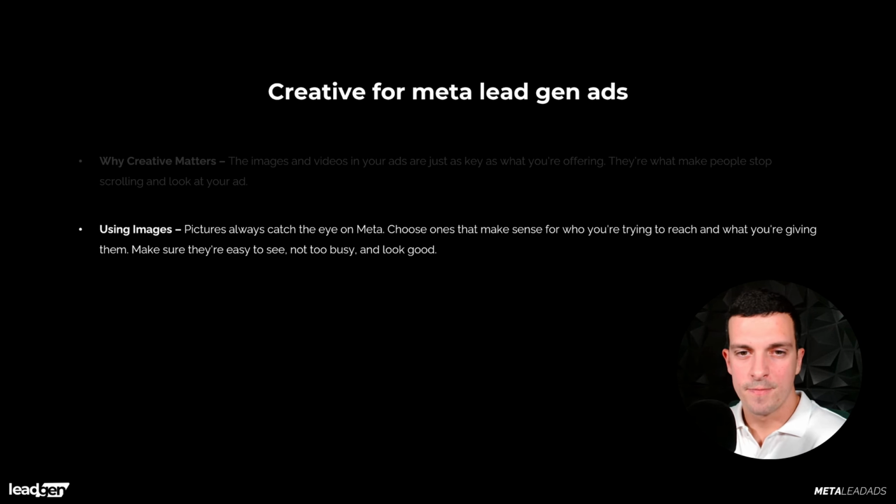Using images. Pictures always catch the eye on Meta. Choose ones that make sense for who you are trying to reach and what you're trying to give them. Make sure they're easy to see, not too busy, and look good. So obviously, if you're talking right now about dog walking, you want to use dog walking pictures. You don't want to use a pizza or something else.